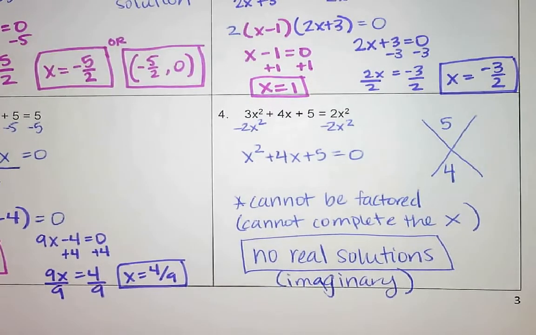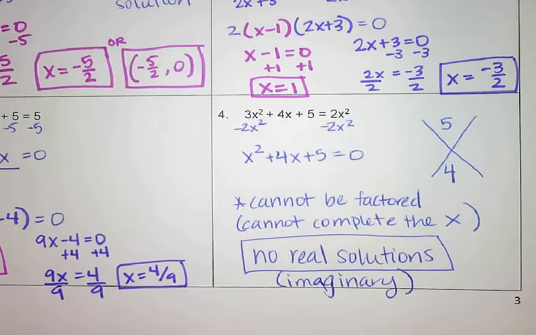I would probably not count it wrong, because we're not doing imaginary numbers this year. But that's what it means, that there's no real solutions. Does that make sense? Okay. So no real solutions. But no, I wouldn't count it wrong because you did all the work to get it right. Does that make sense?